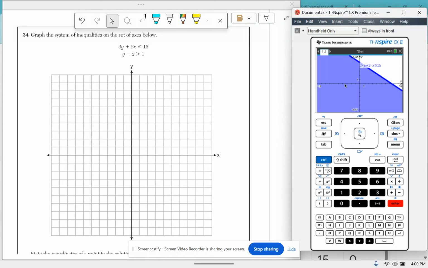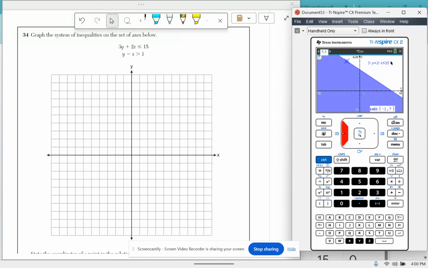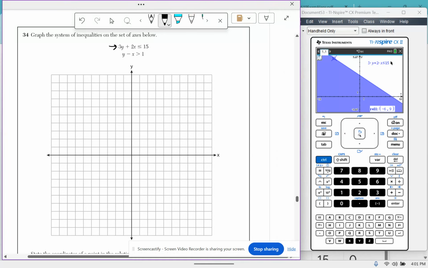I'm just going to graph one at a time, so that way I make sure it's perfect, and then I'll graph the second one. So let's get some points on this thing. We're in relation mode, so we can't use the table. We have to use the graph trace. Let's pick only the nice points on this line. So I'm currently doing this line, and it'll be black. So I have -6.